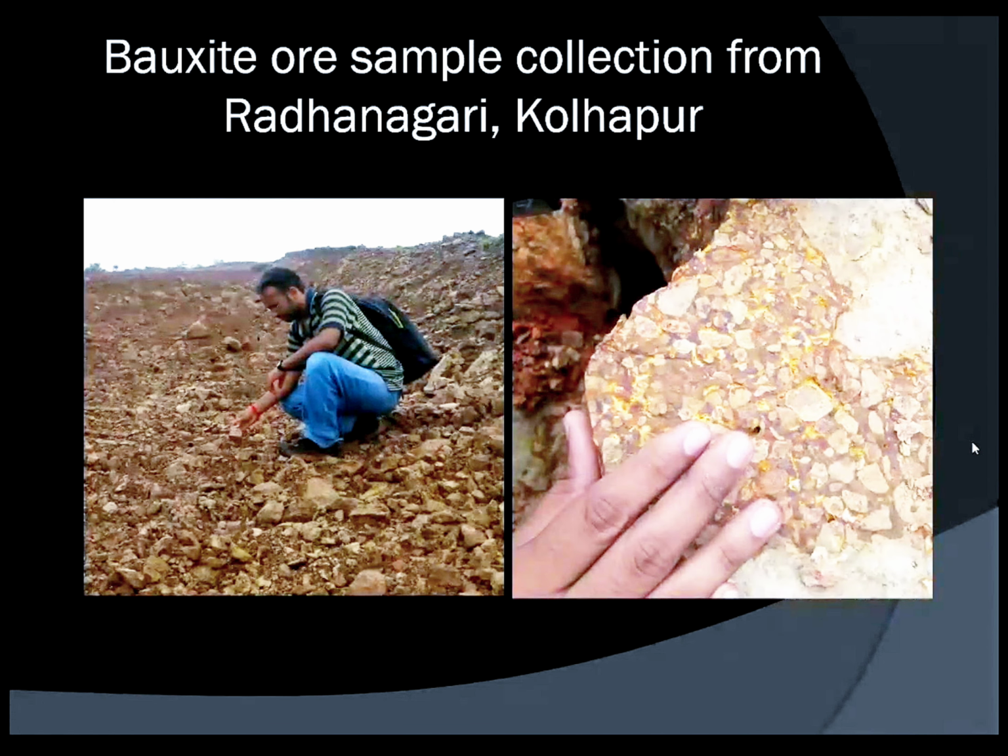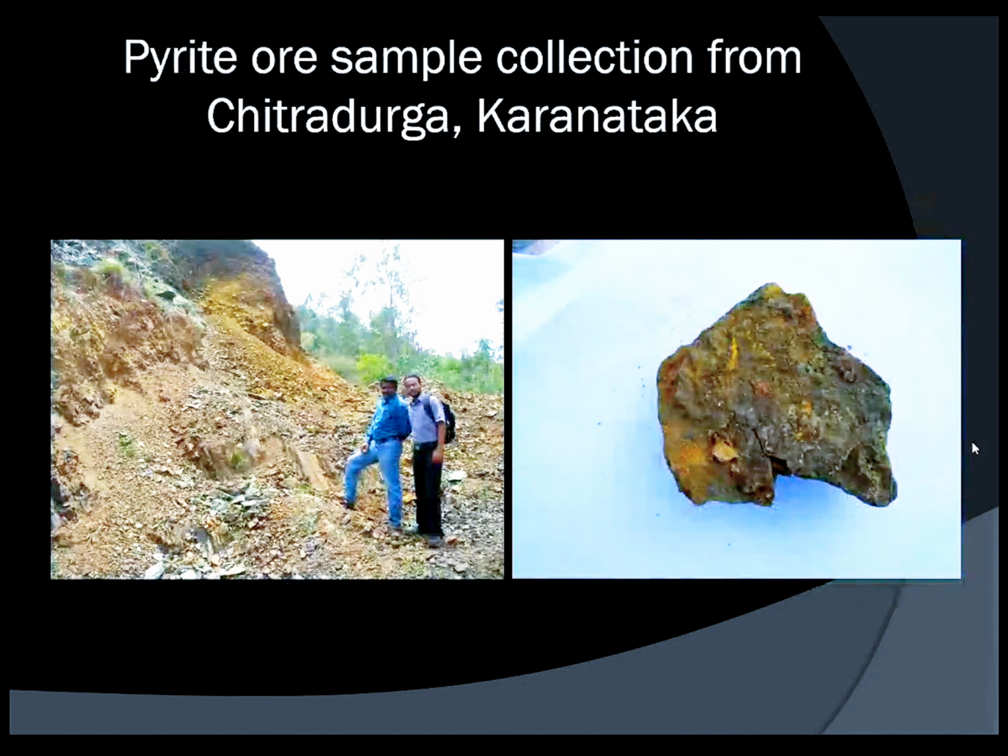Here, as you can see, we want to go for the bioremediation of e-waste. So where should we bring the organisms from? Iron oxidizing bacteria are native, naturally occurring organisms in ore samples. We brought one ore sample from Radhanagari, Kolhapur, the bauxite ore sample, and the second is from Chitradurga, the pyrite ore sample.